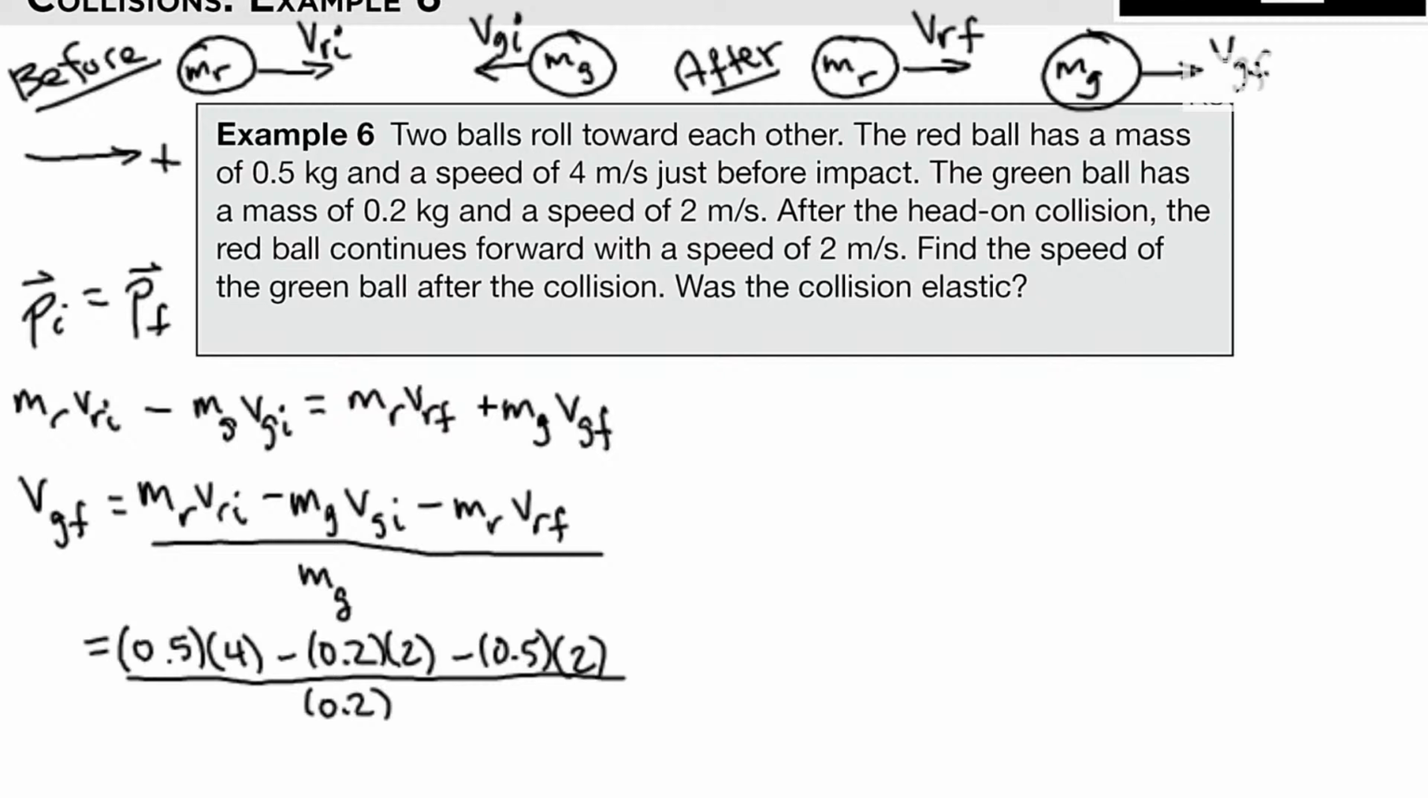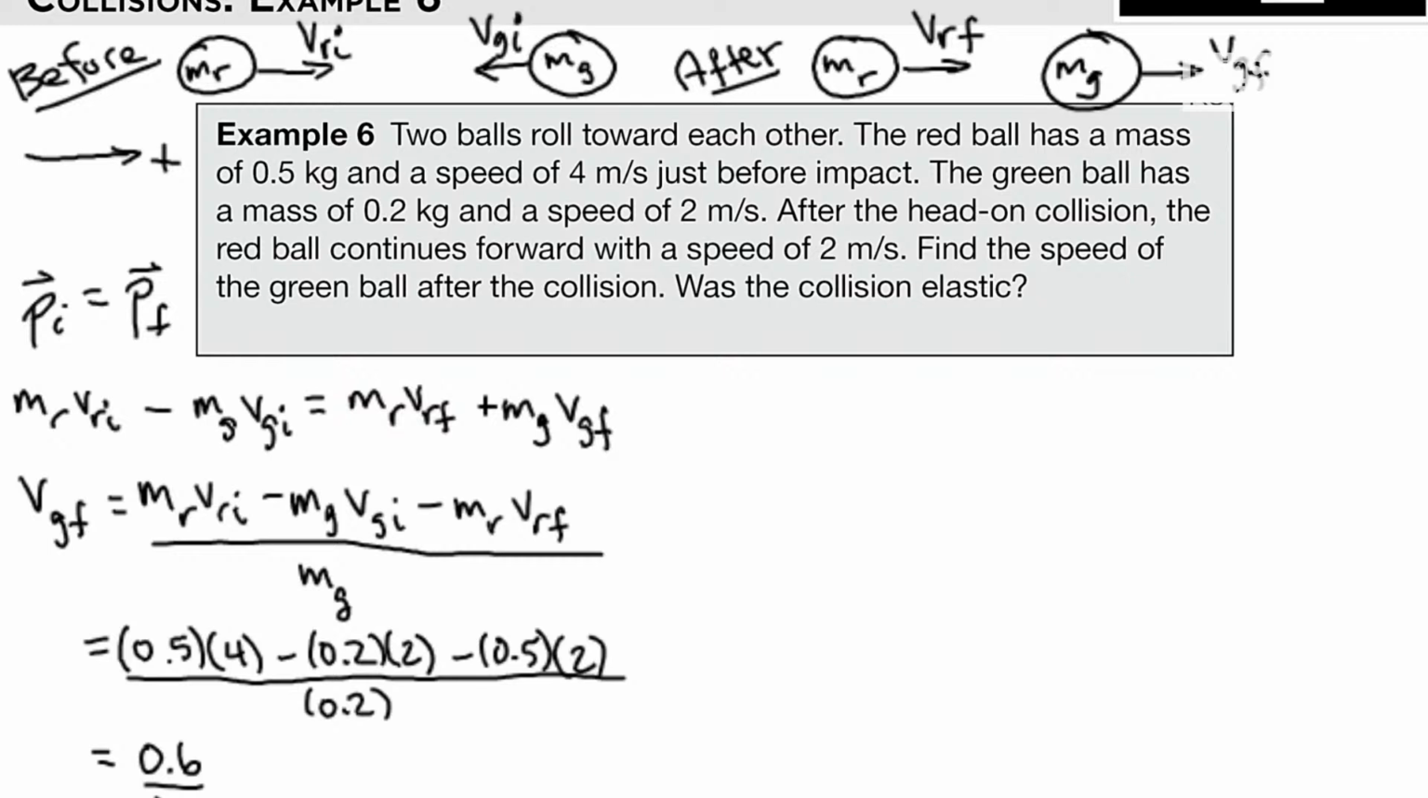So working the mental math, half of 4 is 2, half of 2 is 1, and we need to subtract that off. So that leaves us with 1, and then we're subtracting an extra 0.4. So that would get us 0.6. We're still dividing by 0.2, which looks like 6 divided by 2, which is 3. And everything here is in SI units, so meters per second. So that final speed of our green ball after the collision is 3 meters per second, and to the right in that positive sense.